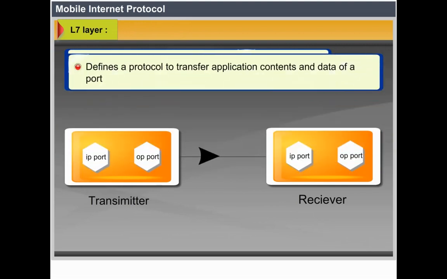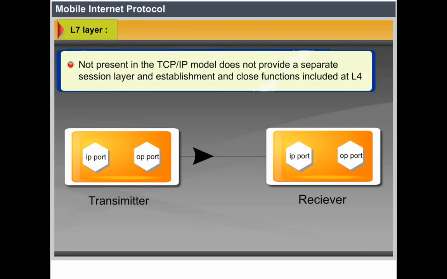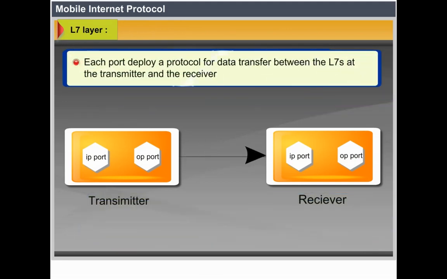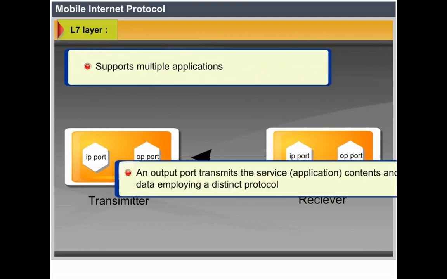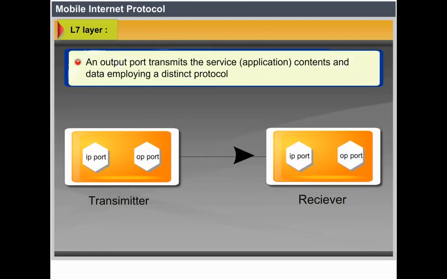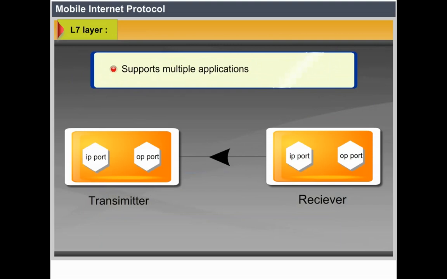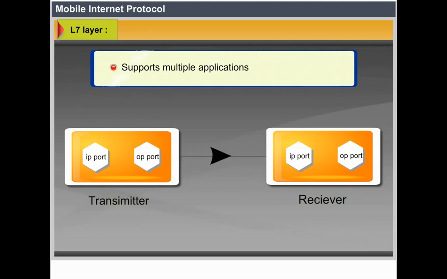Defines a protocol for transferring application contents and data of a port. Each port application defines a service access point at the L7 layer. Each port deploys a protocol for data transfer between the L7s at the transmitter and the receiver. An output port transmits the service application contents and data employing a distinct protocol. Example: HTTP, Hypertext Transfer Protocol.